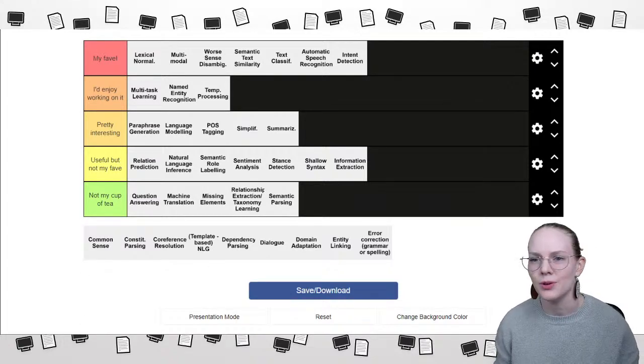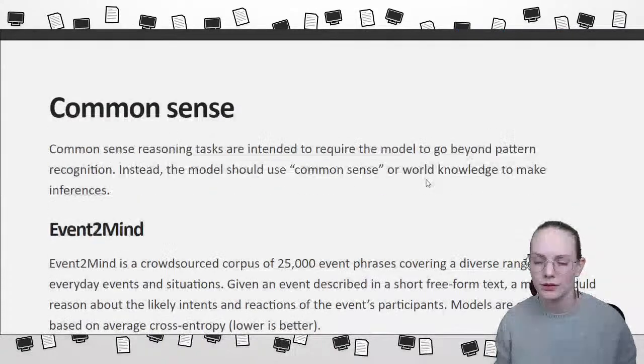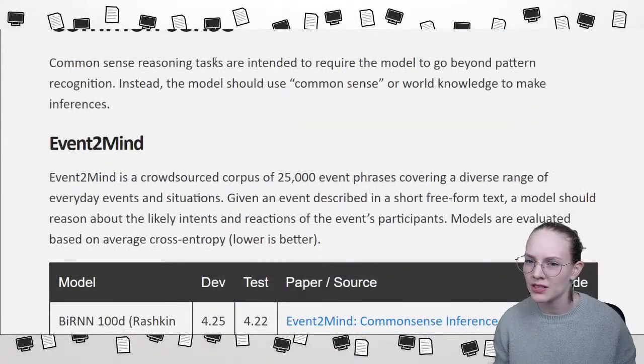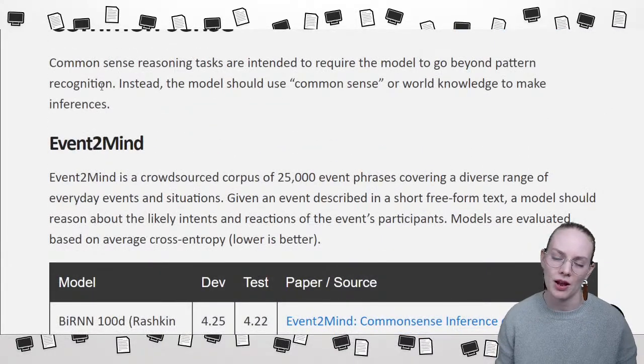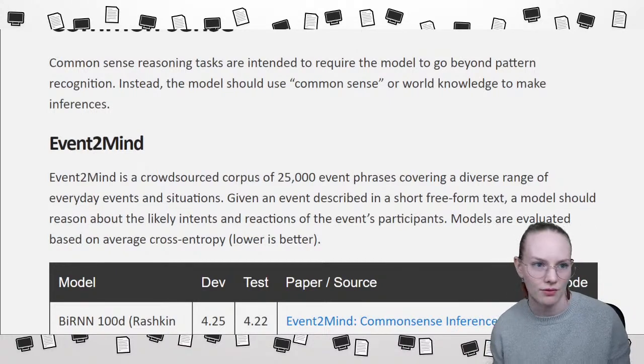Common sense. What did they say about common sense? I'm interested in how they talk about it. Common sense reasoning tasks are intended to require the model to go beyond pattern recognition. Instead, the model should use common sense or world knowledge to make inferences.